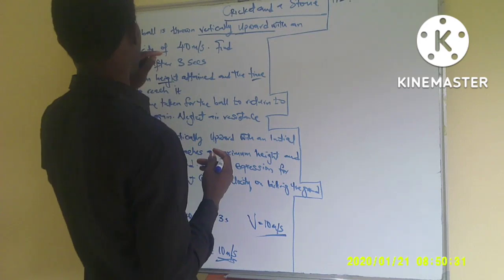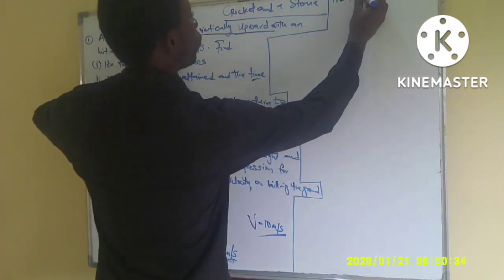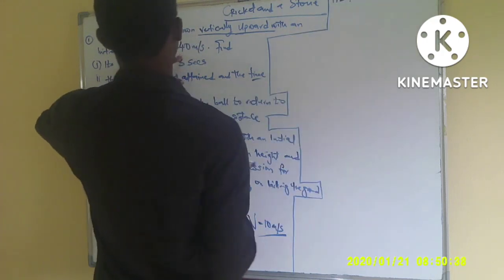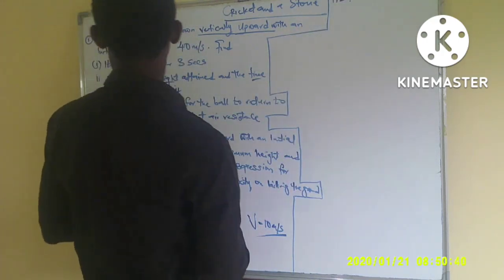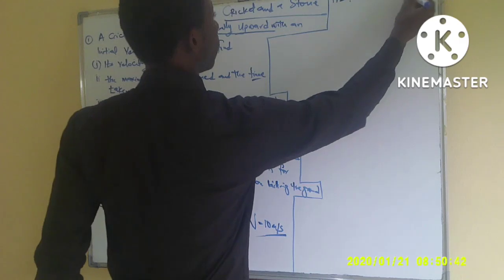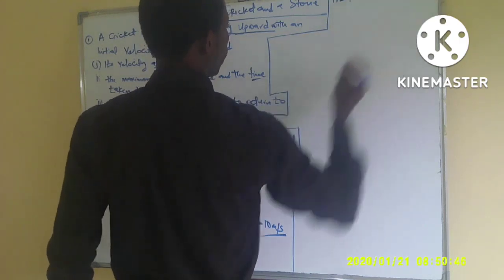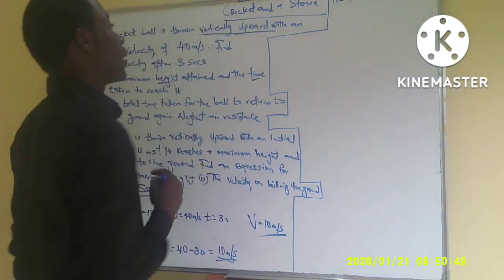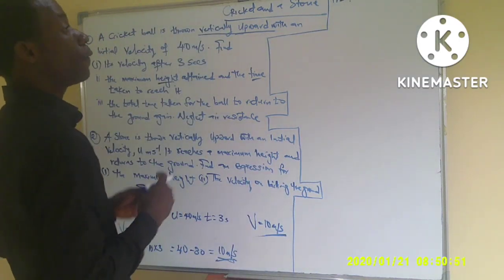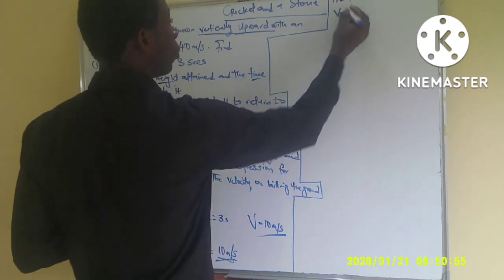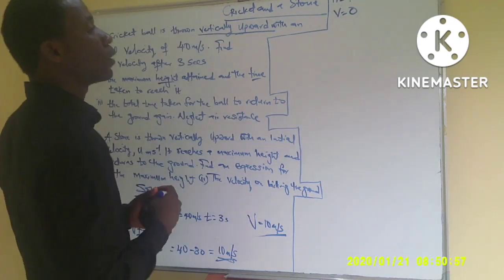So know fully well that the initial velocity is given to us, u is equal to 40 meter per second. Yes. Now, the g at maximum height, of course, will be negative, minus 10. So if it has attained a maximum height, what is the final velocity? The final velocity at maximum height is 0. Yes, at maximum height, the final velocity is 0.